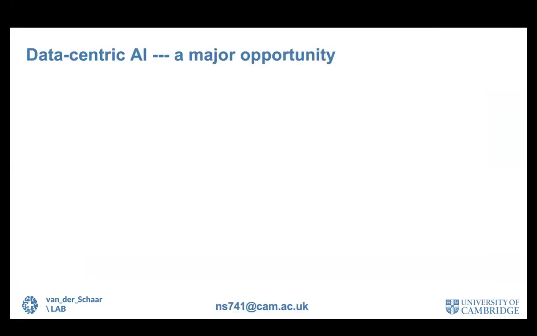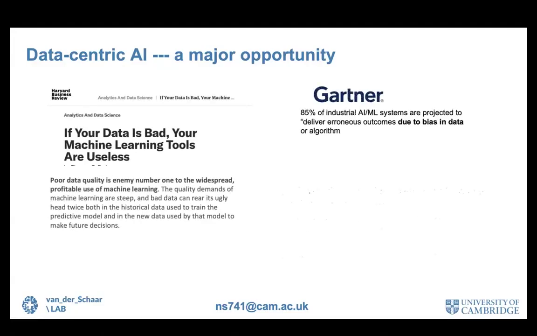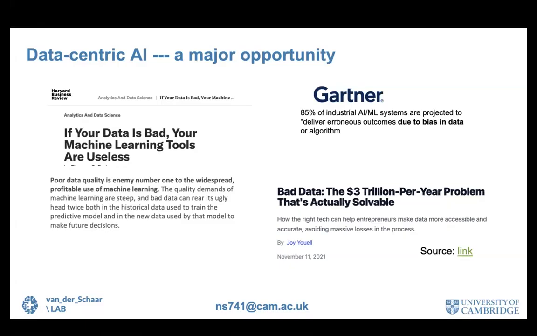And that's where data-centric AI is this major opportunity, very similar, I think, to what Zhaozhi showed in his presentation. Again, we've got many of these articles talking about bad data causing machine learning tools to be really bad, with Gartner showing 85% of machine learning systems will fail because of erroneous outcomes due to biases in data. And when you put a financial projection number on it, clearly there's a lot of money involved in solving this bad data problem. So it's really a big issue.